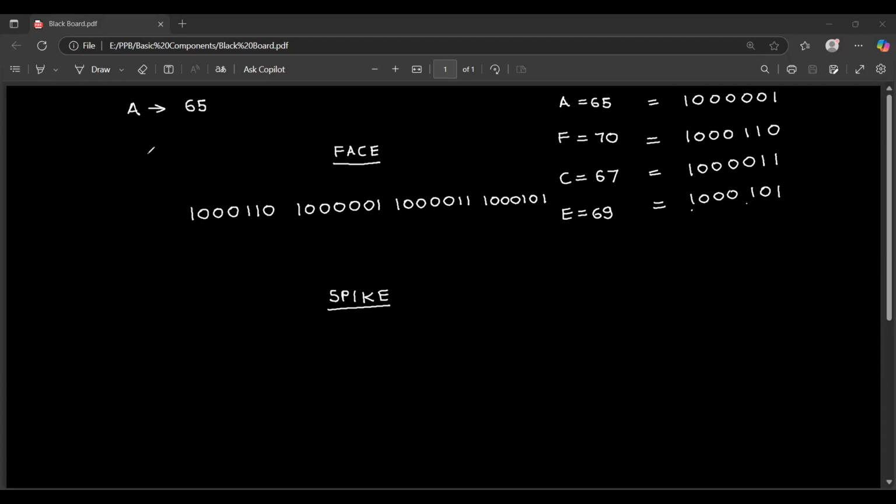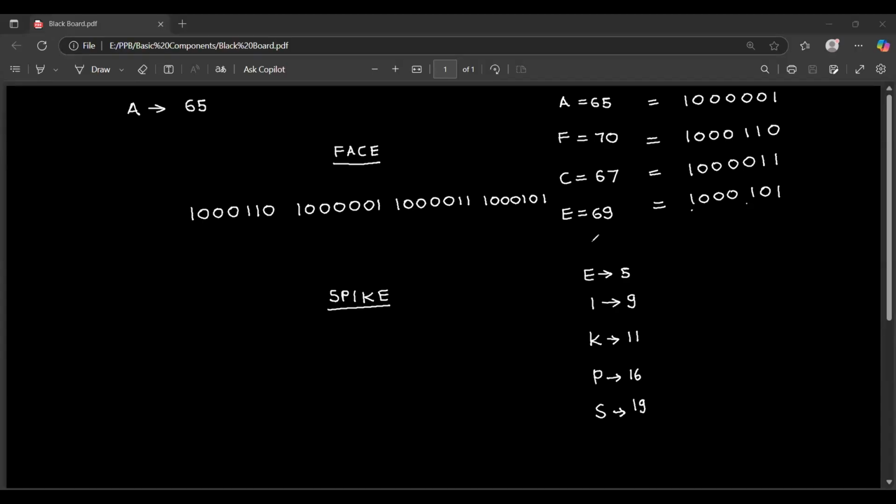There are different letters. Since A is 65, let's go in order. A, B, C, D, E. E is the fifth letter. F, G, H, I. I is the ninth letter. J, K. K is the 11th letter. L, M, N, O, P. P is the 16th letter. And Q, R, S. S is the 19th letter.